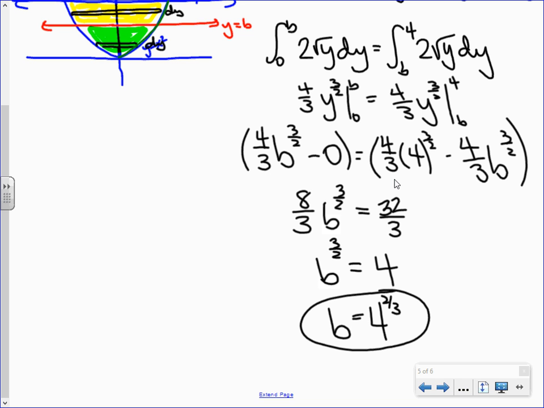To get rid of the 3/2 power, we can take the 2/3 power to both sides, and b equals 4 to the 2/3 power. Okay? Maybe a little bit more painful than the other problems that we did today, but nothing that you cannot handle. I will warn you, you will have a problem like this in your homework this evening. Do what you can. Do I expect everybody to get it 100%? Probably not, but I need you to try.